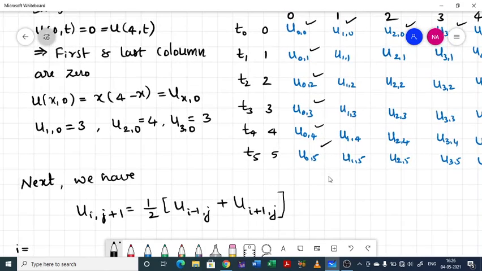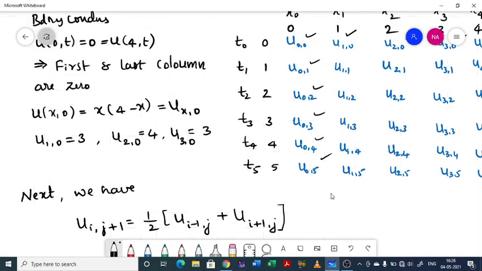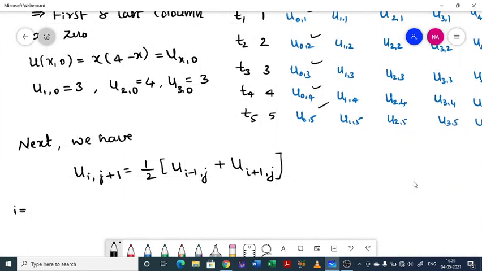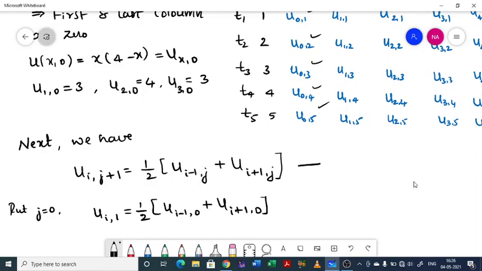I vary as I go. So if I fix j plus 1 as 1, we get these entries: u(1,1), u(2,1), u(3,1). So I should fix that as 1. To fix it as 1, I should take j plus 1 equal to 1, j equal to 0. So put j equal to 0. So we will be getting u(i,1) equal to 1 by 2 times of u(i-1,0) plus u(i+1,0). Let us call this equation 1. Further, we need every row.